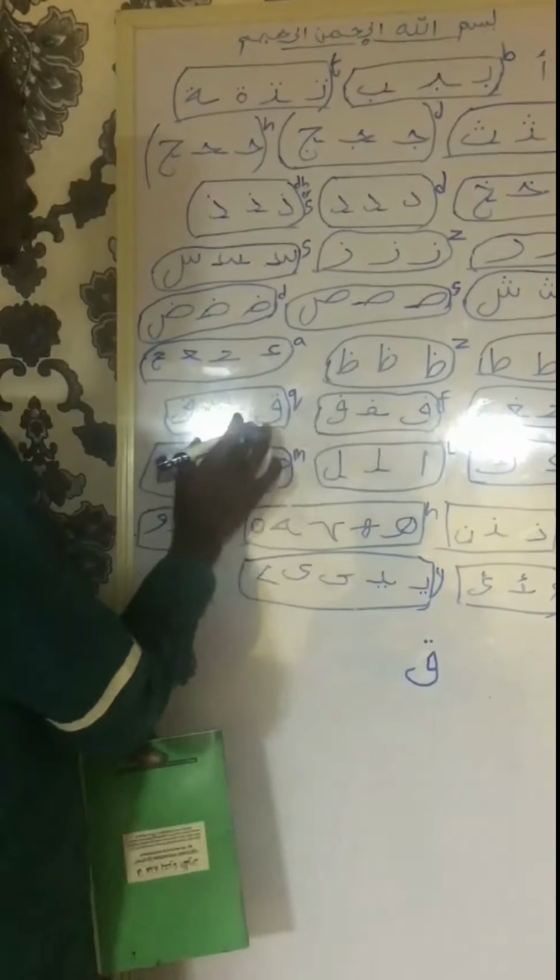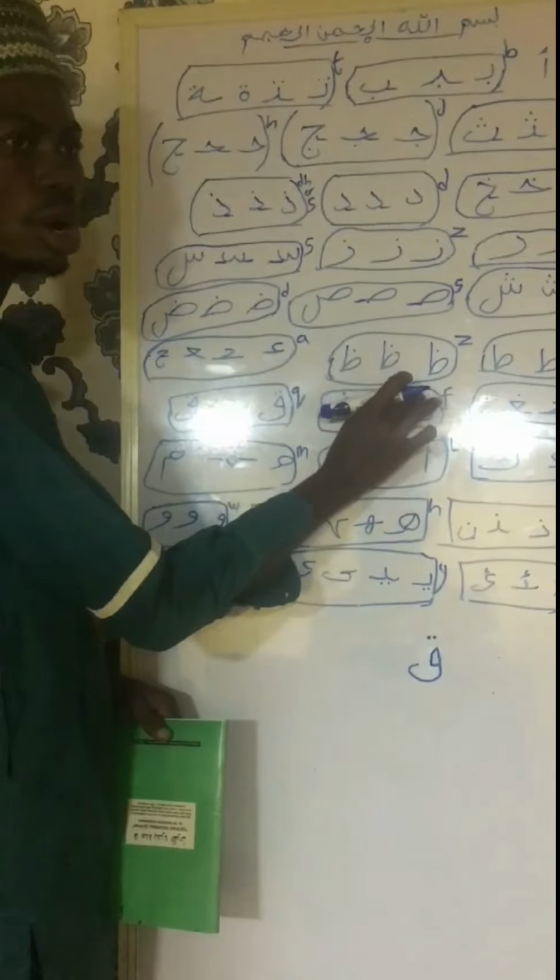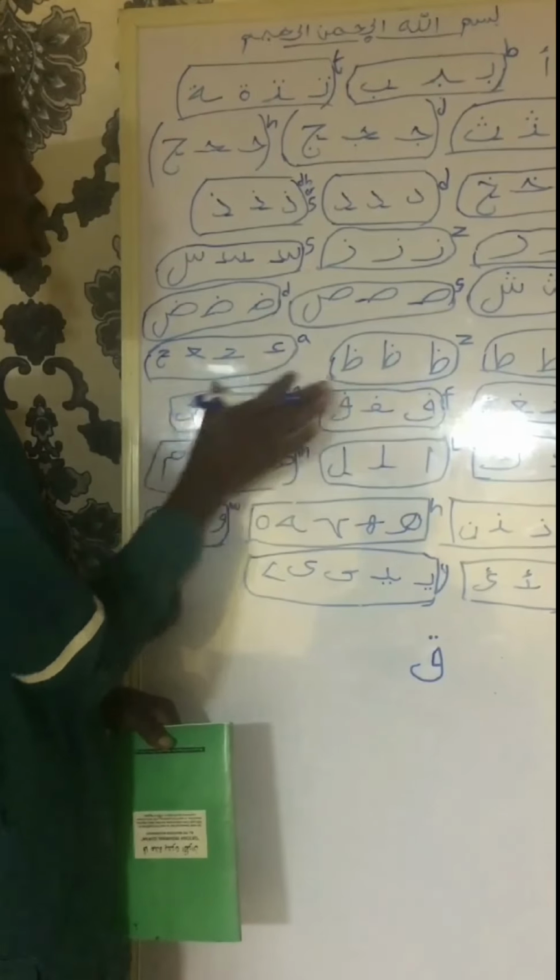So you can see that this Fa and Kof are the same family also. So you have to take note that Fa has only one dot while Kof has two dots.